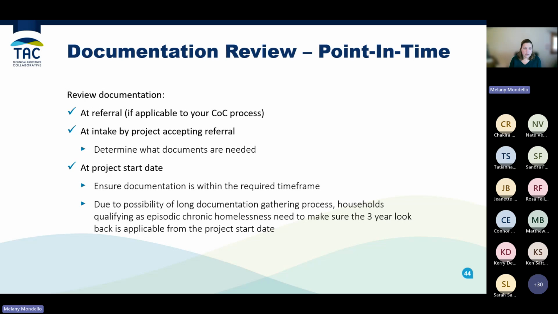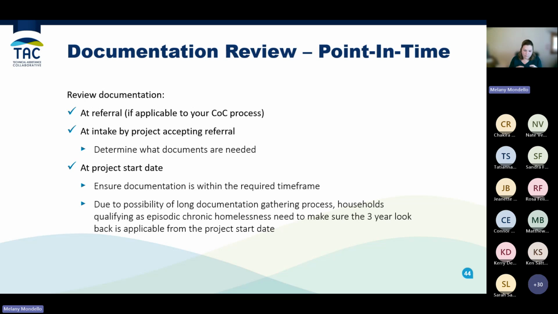Because the term homelessness means something different to everybody. It's more about where the person was living and whether it meets the definition of homeless that's allowable for your project. So your documentation at referral, great. Intake documentation, great. The only one that counts is that project start date.